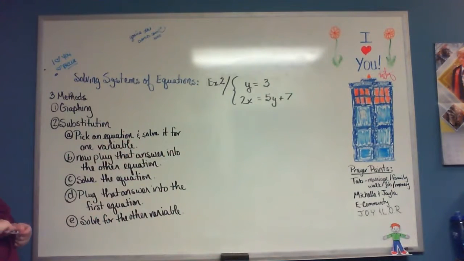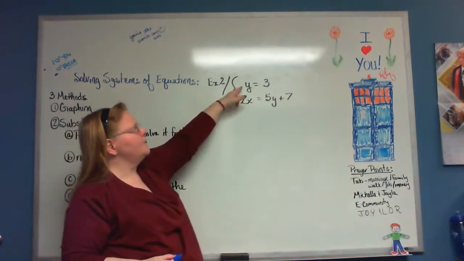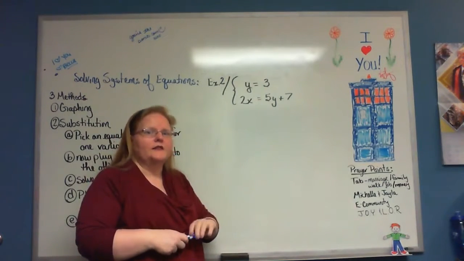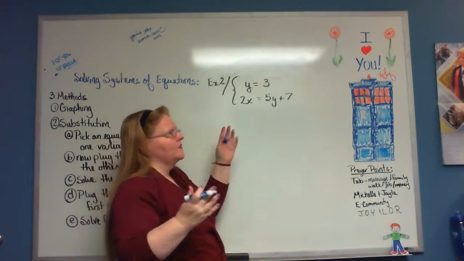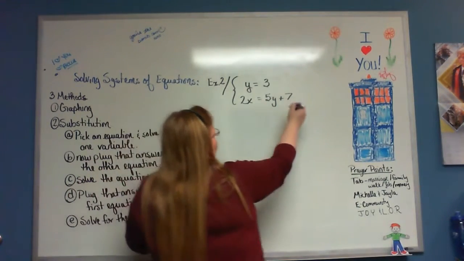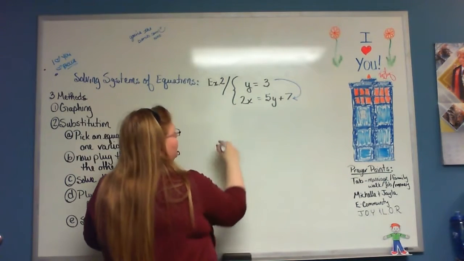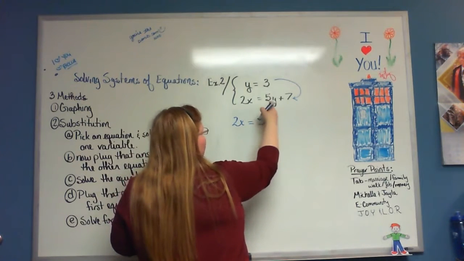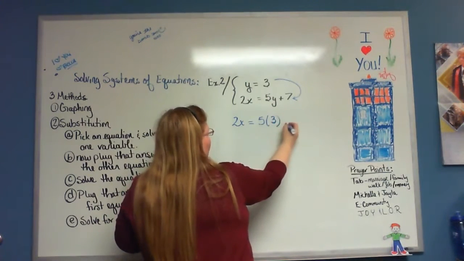This problem is a prime candidate for substitution, because they went ahead and solved one of them for you. Not only did they get a letter by itself, but they went ahead and told you what it equaled. So that makes things tons easier. So now I can just take this information and plug it in here for every place there's a y. So I have 2x equals 5, and instead of writing the y, I write what y really equals, which is my 3.